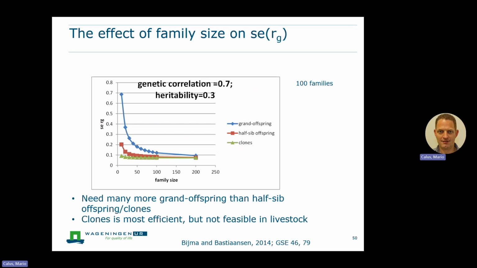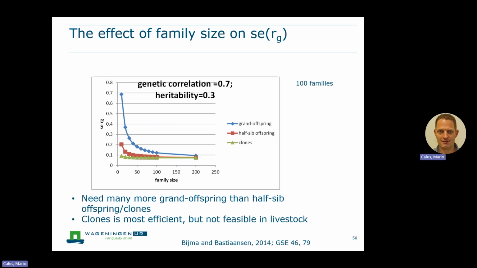the obtained standard error, or the expected standard error, is plotted, given that between the different environments, the degree of relationship is those between the grand offspring of sires, half-sib offspring, or clones. And what you can see is that whether you have clones or half-sib offspring, the difference is relatively small in terms of the standard error as soon as the families are sufficiently large in size, let's say 50 or more. But if you have very few individuals per family, there would be a benefit of having clones if you would be able to create them and actually would be allowed to use them.